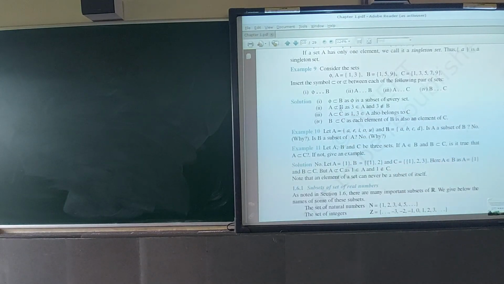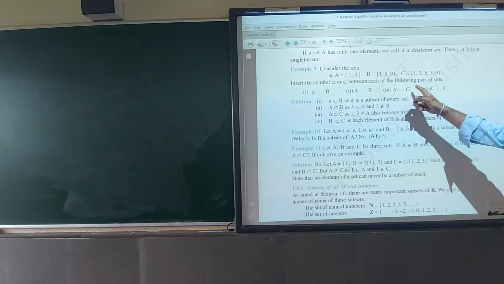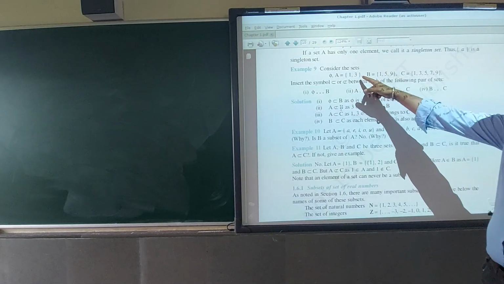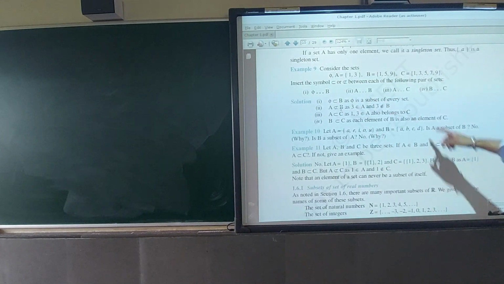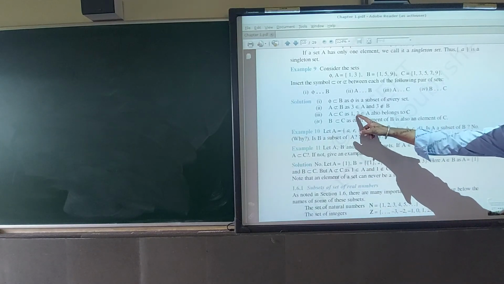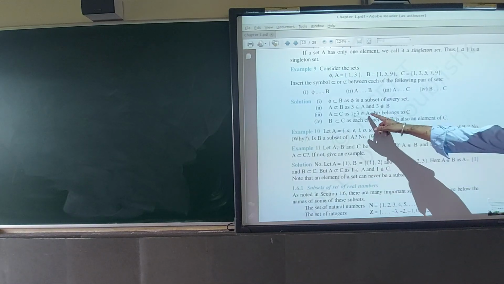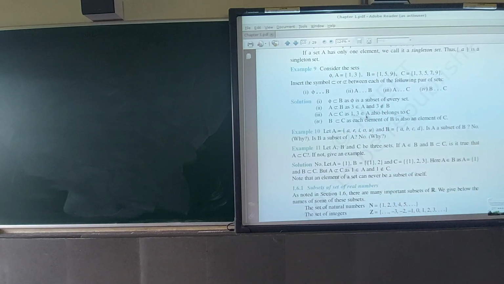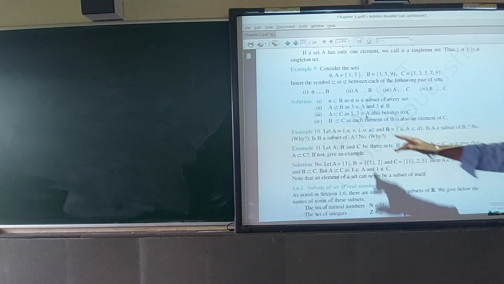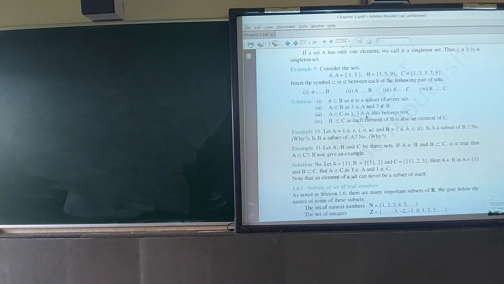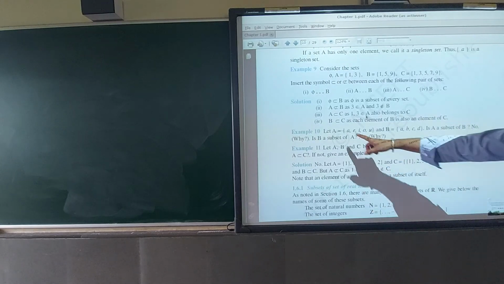Now see the third one, is A a subset of C or not? Means are the elements of A, 1 and 3, in C or not? Yes, they are present in C. So we can write A is a subset of C. And what are the elements? 1, 3 belong to A. The set will be a subset of the other, and whatever elements are inside the set we can represent with the sign belongs to.